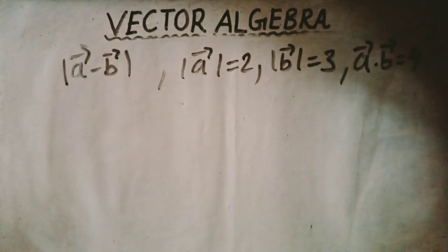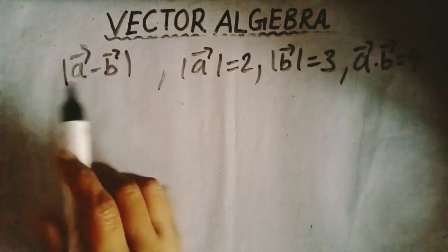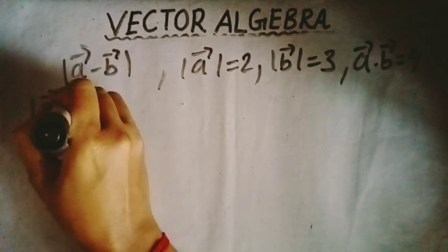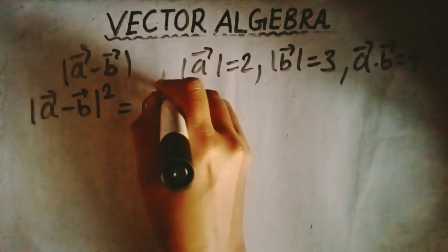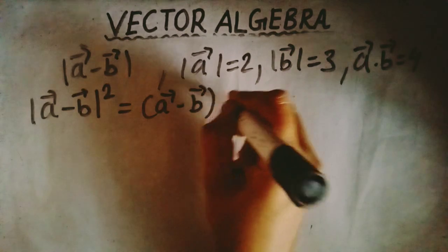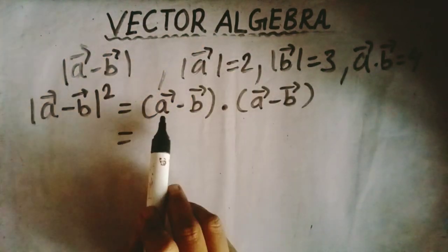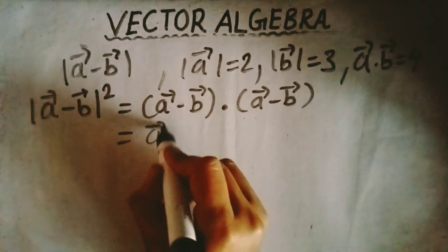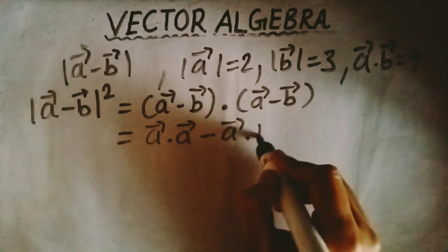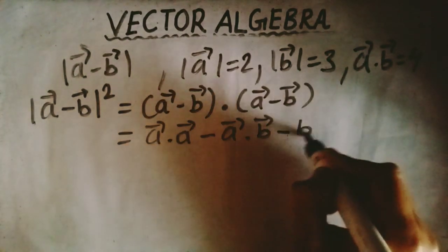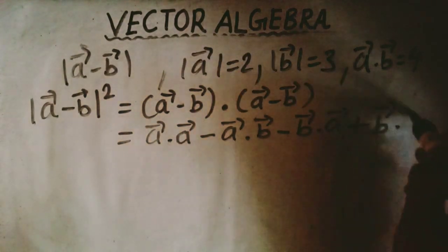Okay, so here you have to make use of dot product to find mod of A minus B. If you take A minus B square, then this will be A minus B dot A minus B, right? So taking dot product, A dot A minus A dot B minus B dot A plus B dot B.